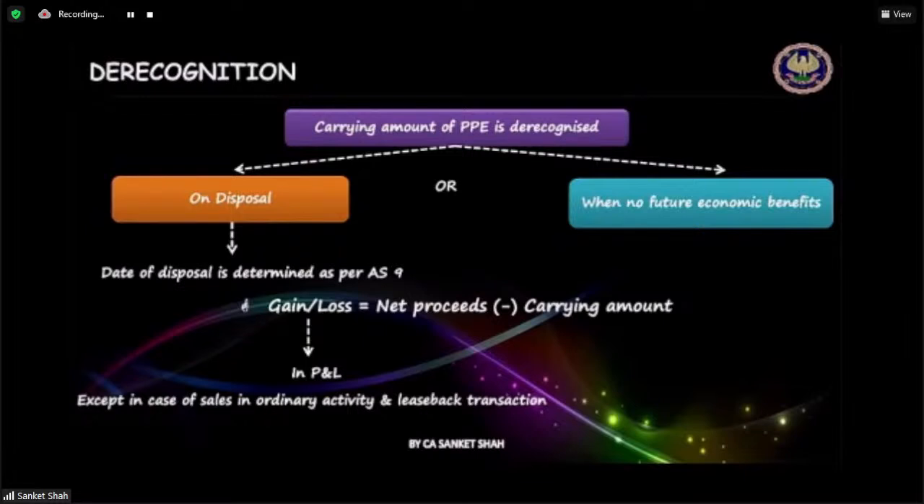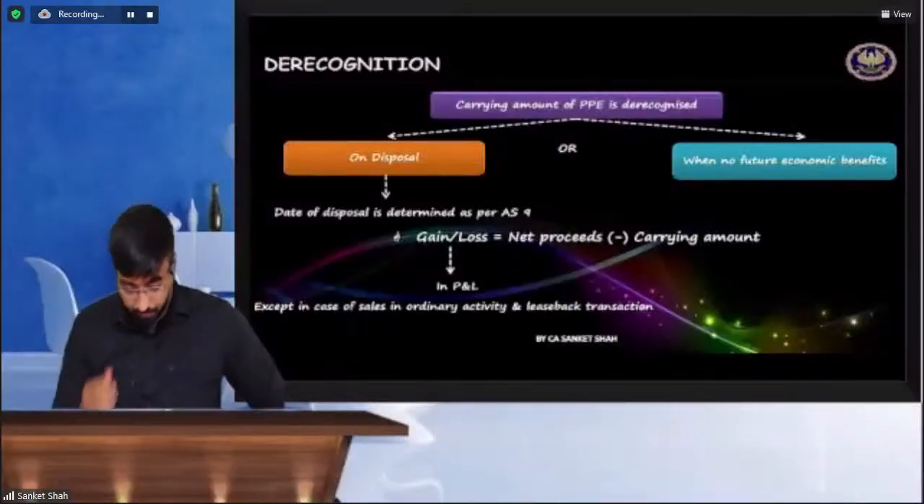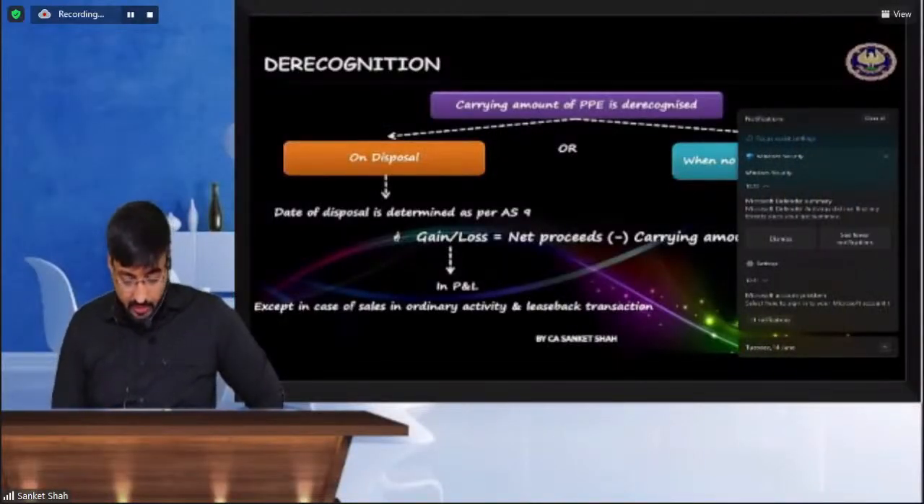So on disposal or when there is no future economic benefit, we are going to stop recording that asset in books of accounts. And whenever you are not recording it in books of accounts, you are going to record its profit or loss. Whatever the net proceeds you are getting, if it is greater than the carrying amount, you will record it as a profit. If the carrying amount is more than your net proceeds, this will be your loss. Okay, so let's move to the next concept now.